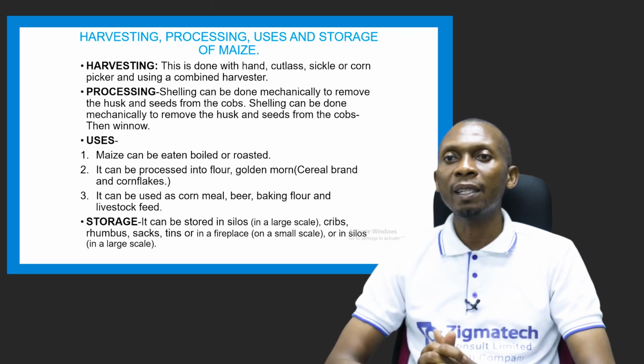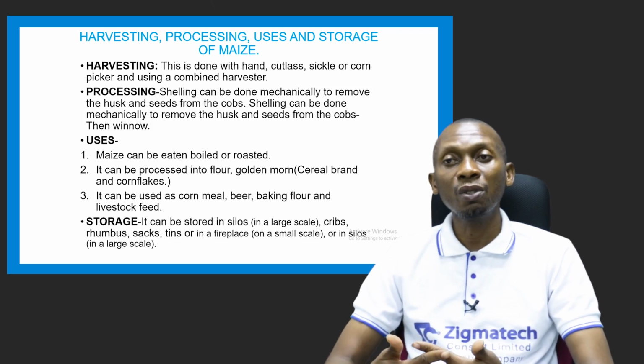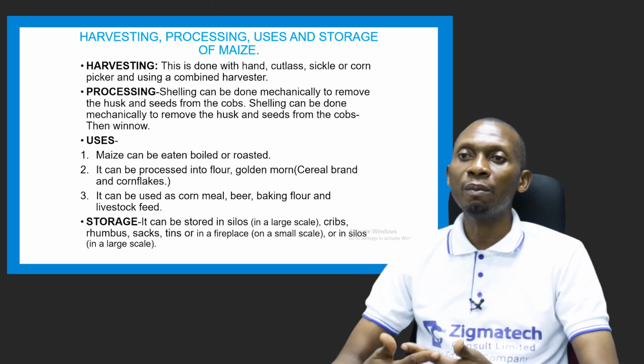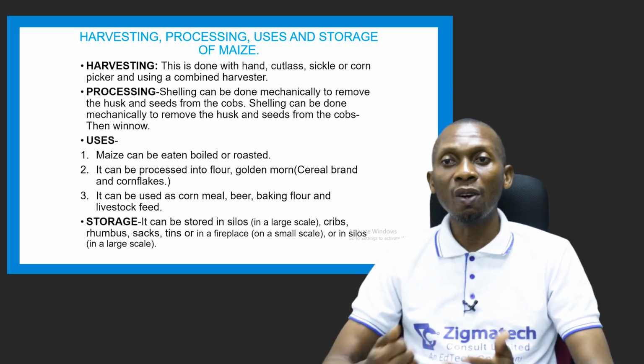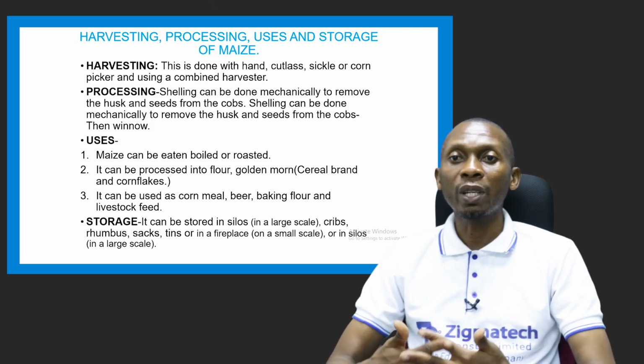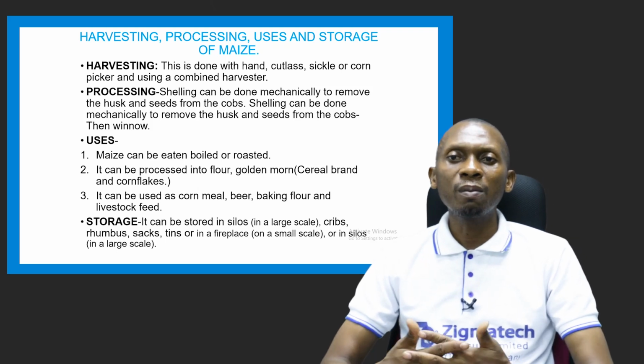How is maize harvested? It is done with a hand, cutlass, sickle, corn picker, or you could also use a combine harvester. For the processing, the shelling of the maize can be done mechanically to remove the husk and seeds from the cobs. Then you now winnow.